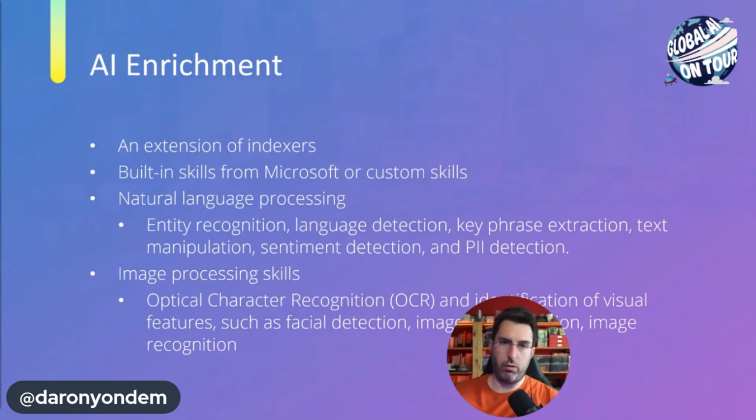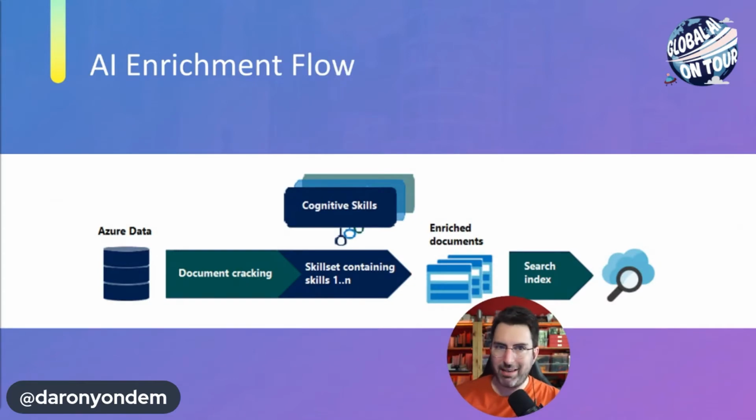Celebrity recognition is another one that is not in the list that I just mentioned. So these are the things that you can do with the AI enrichment. And here's how they fit from a high level. You got some data, you do document cracking, and then you execute all of these skills that you have. You can have as many as you want. And then once you got that, you get an enriched document and you index that.